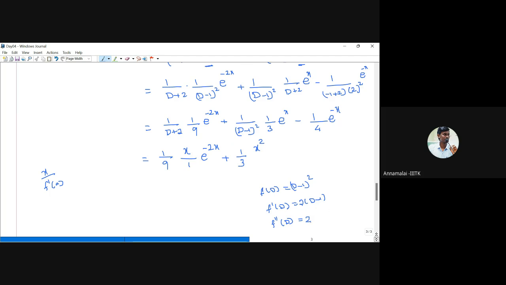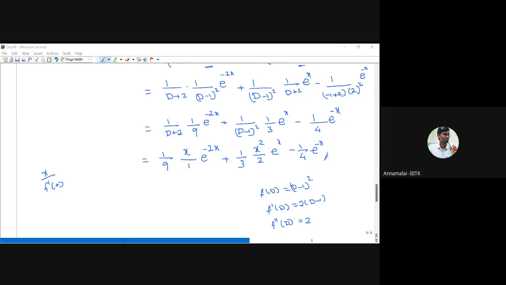Now if you substitute D equal to any value, you will not get 0. Therefore, just x squared by 2 into e power x minus 1 by 4 e power minus x. So this is the particular integral. Okay.